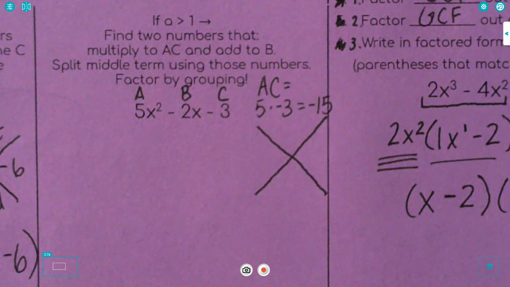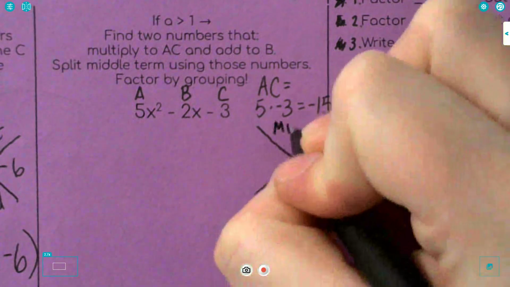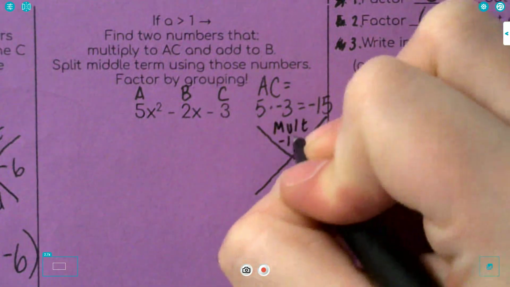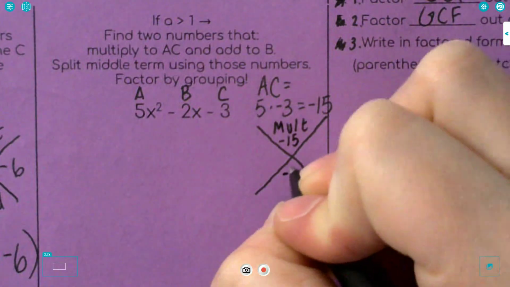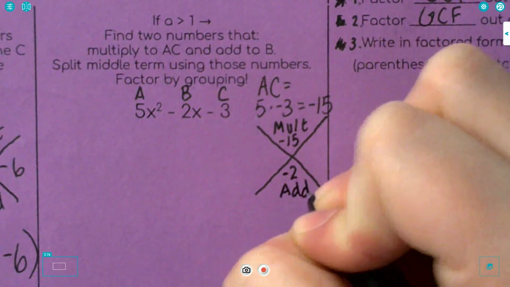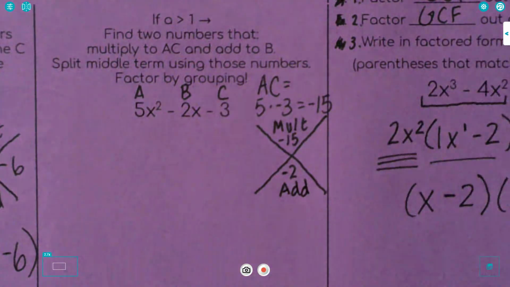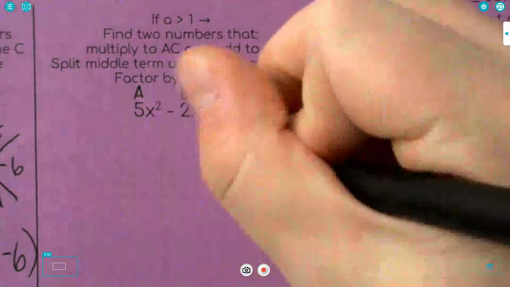So I am looking for two numbers that multiply to negative 15, and they need to add together to be negative 2. I feel like we've done this before, like this specific problem. Maybe we have. I don't know. What numbers multiply to 15 and are 2 apart from each other? 5 and 3, or 3 and 5? So let's write those down. I'm going to put down 3 and 5.